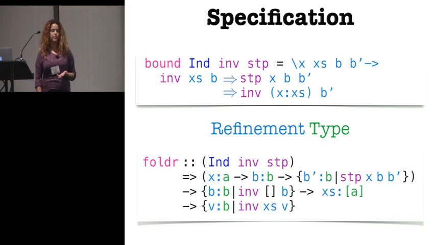to my foldr function. So my specification says that for every abstract relation invariant and step that satisfy the bound inductive, if foldr takes as input a function that follows my step relation, and also my basic value satisfies the invariant on the empty list, then the result of foldr satisfies the invariant on the input list axis.